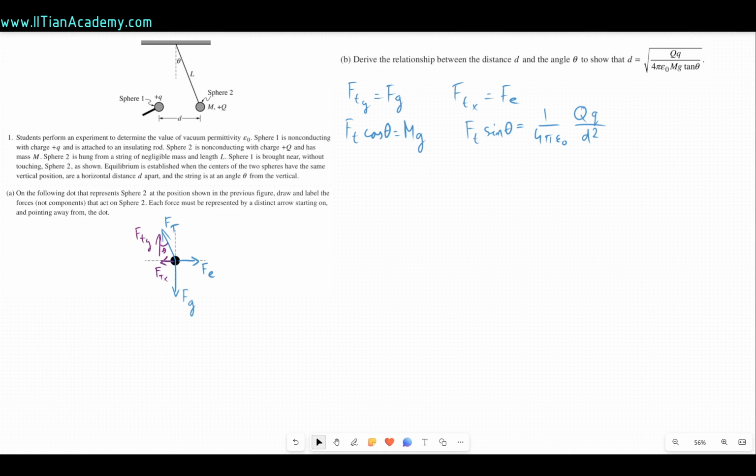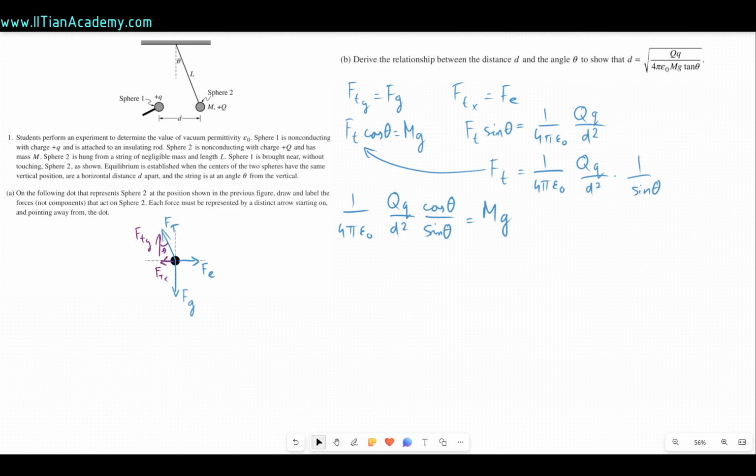What we need to do now is rearrange these two. We should express the tension from one of these equations. For example, from this one, the tension force is equal to 1 over 4 pi epsilon Qq over d squared, multiplied by 1 over sine theta. Then we can plug this into the tension over here. So 1 over 4 pi epsilon Qq over d squared, times 1 over sine theta, all multiplied with cosine theta, is equal to mg.